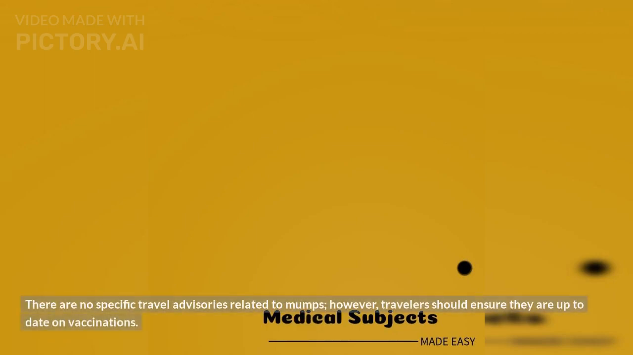29. Can mumps be more severe in certain age groups? Complications tend to be more common and severe in adolescents and adults. 30. Are there any specific travel advisories related to mumps? There are no specific travel advisories related to mumps. However, travelers should ensure they are up to date on vaccinations.